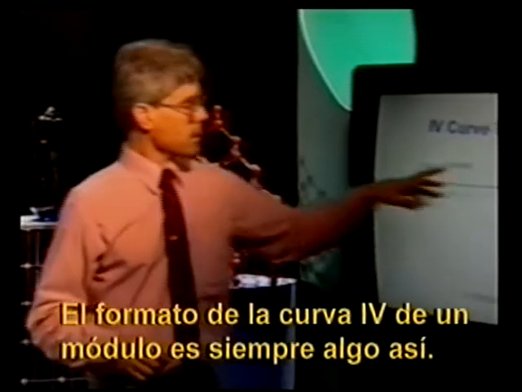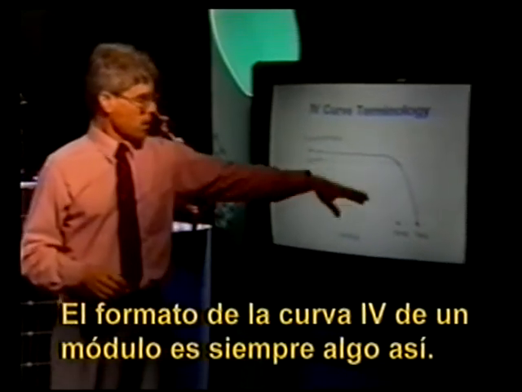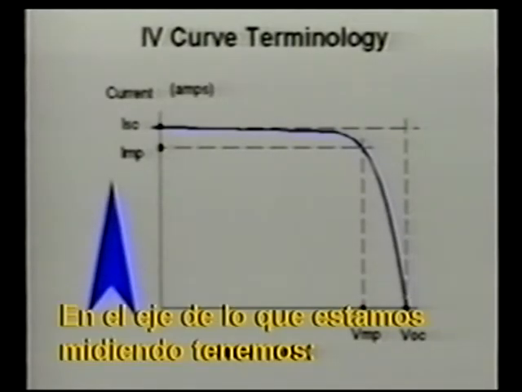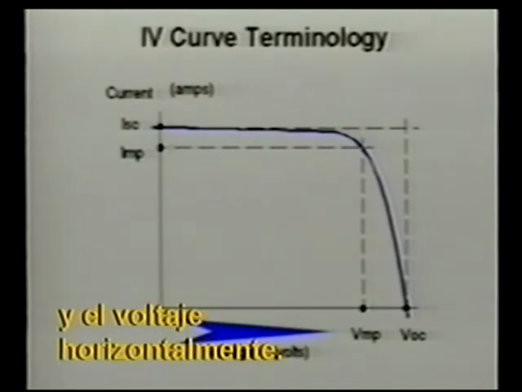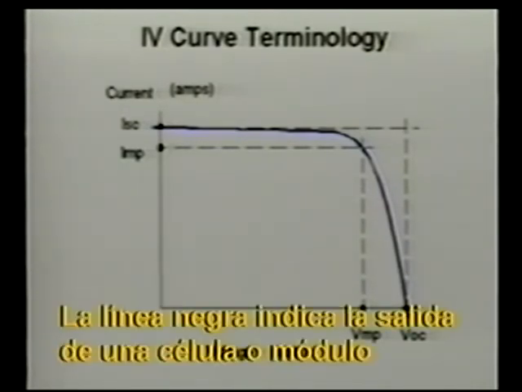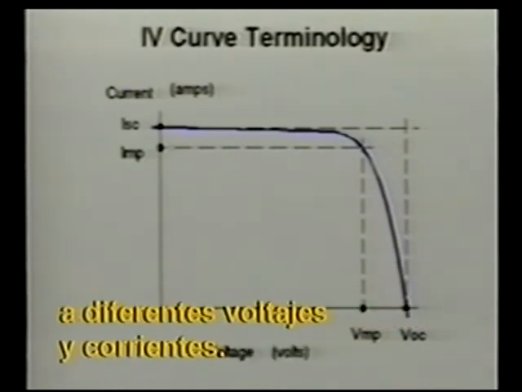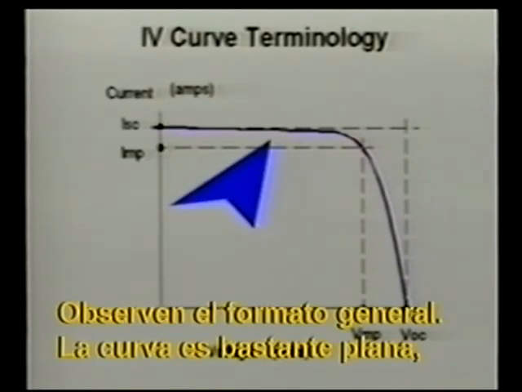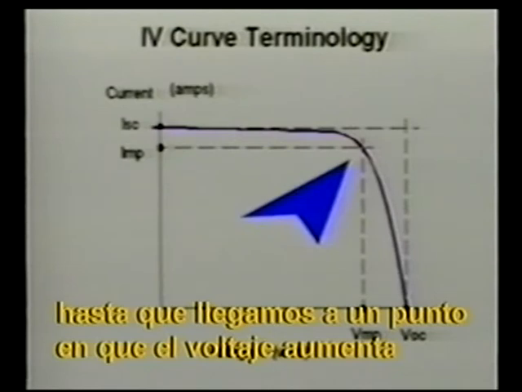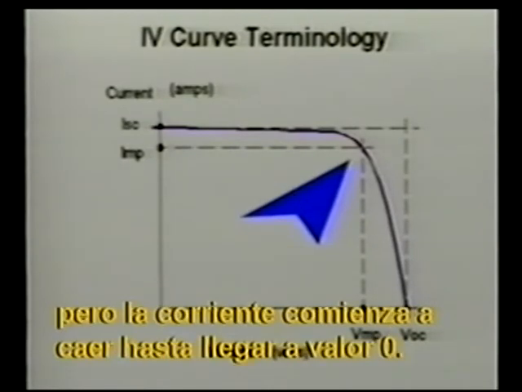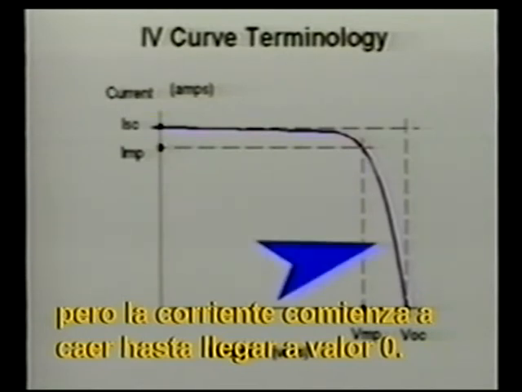The shape of a module IV curve is always something like this. On the axes of what we're measuring, we have current measured vertically and voltage measured horizontally. The black line indicates the output of a cell or a module at different voltages and currents. Notice the general shape: the curve is fairly flat, in other words, fairly constant in current at low voltages, until we get to a point where the voltage increases, but the current starts to drop off. And then finally, the current plummets down to a value of 0.